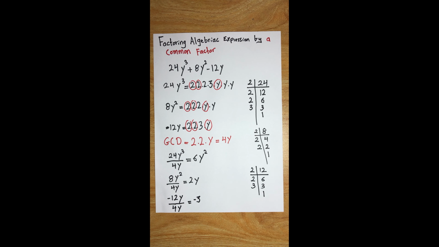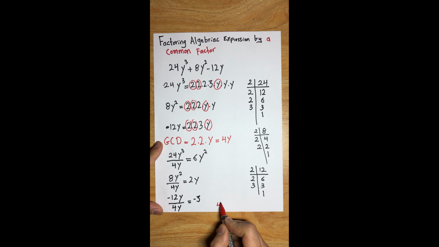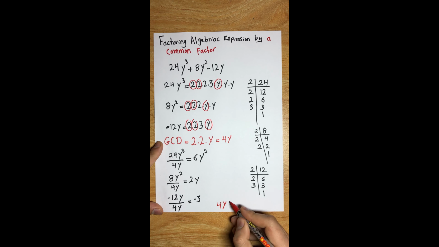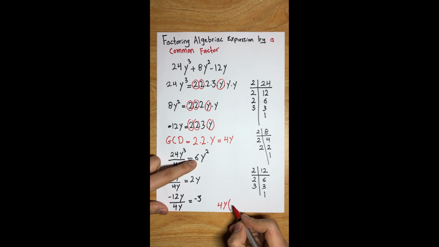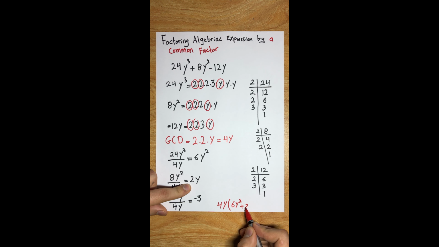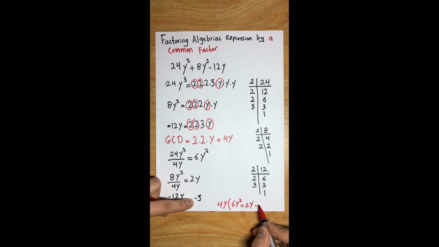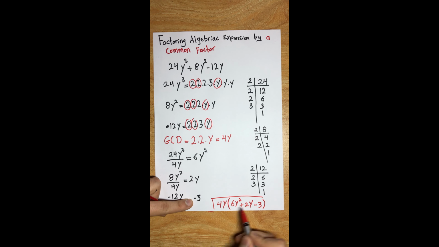Now how can we write the factorized expression? We start with the common factor, 4y, and then we open a bracket. We start with 6y squared, and then plus 2y, and then minus 3. This is our final result.